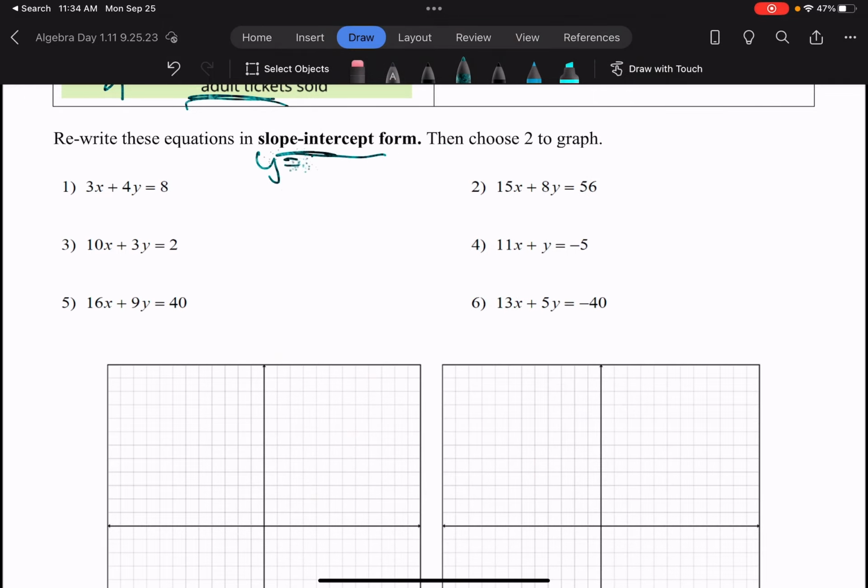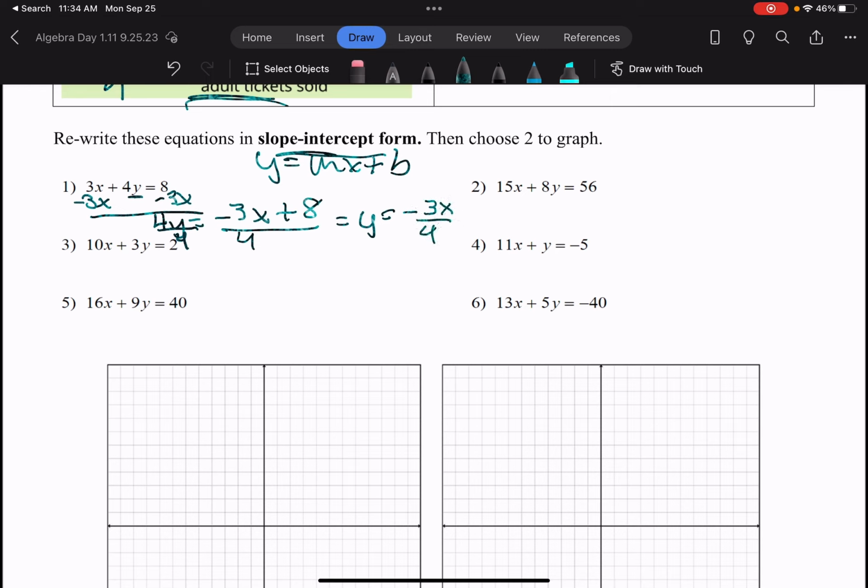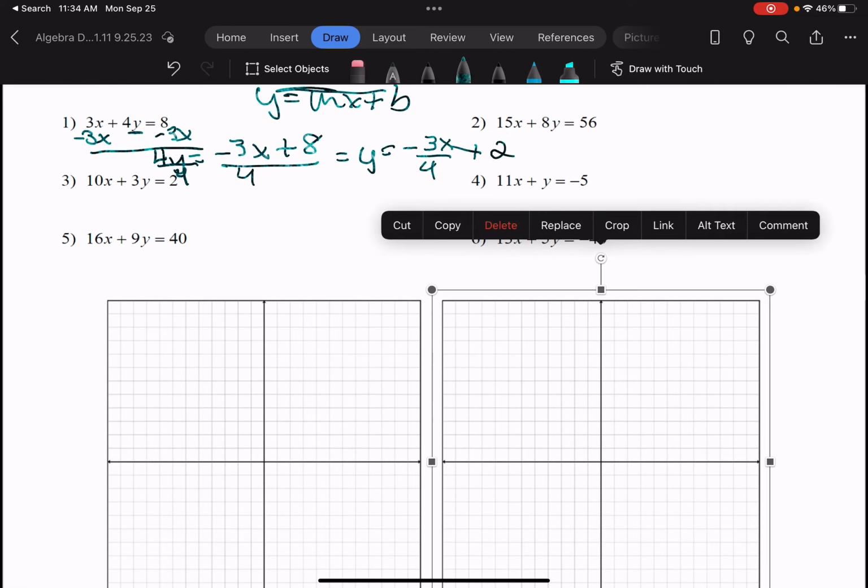We're making it into y equals mx plus b format, where the x is coming first, and then that b, that y-intercept, is second. And so here I'm going to solve for y by subtracting 3x on both sides. I'm going to rewrite this as 4y equals negative 3x plus 8, and then divide both sides by 4. And we'll get y equals negative 3 over 4x plus 8 divided by 4 is 2. Okay? If I wanted to graph that one, then I'm looking at a y of 2.